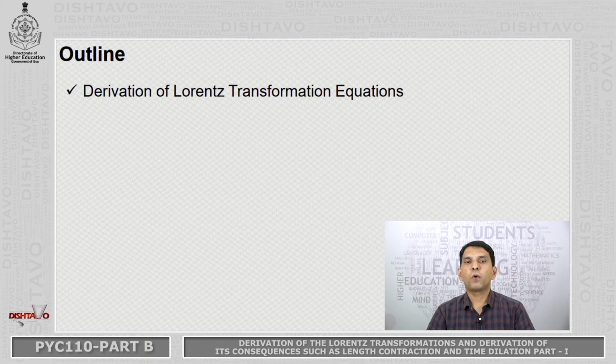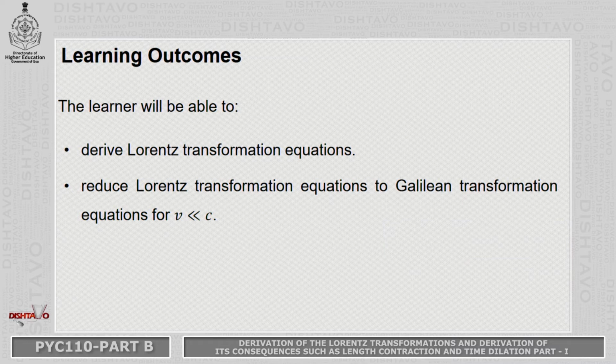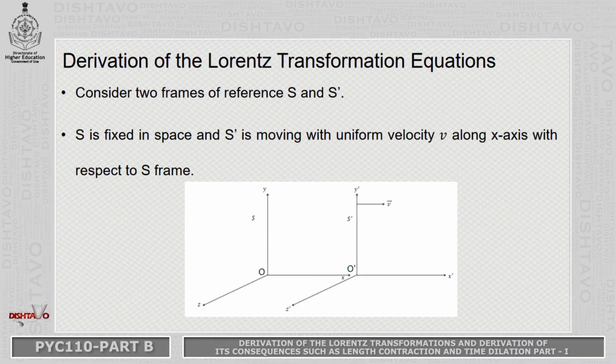The outline of this module is derivation of Lorentz transformation equations. Learning outcomes: at the end of this module, you will be able to derive Lorentz transformation equations and you will be able to reduce Lorentz transformation equations to Galilean transformation equations for v much less than c. Derivation of Lorentz transformation equations.